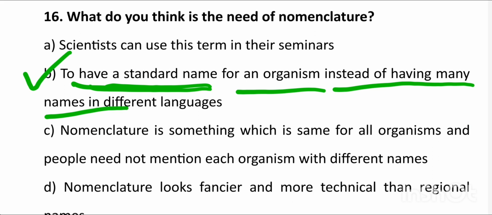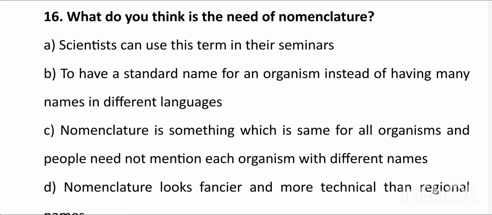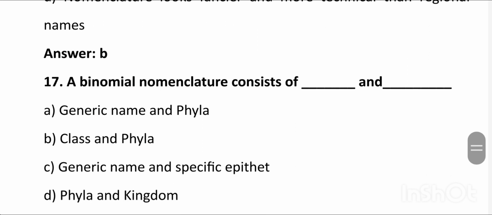The importance of nomenclature is to give a species a standard name instead of many names in many languages. Then question number 17, a binomial nomenclature consists of dash and dash. So what is a binomial nomenclature?